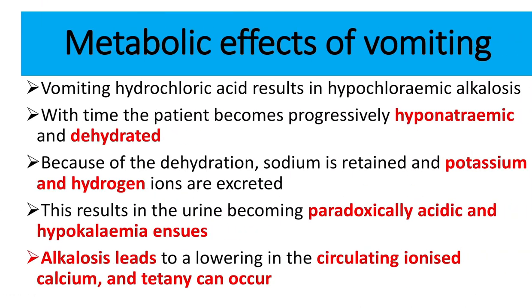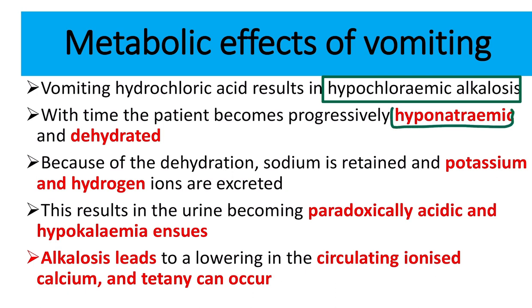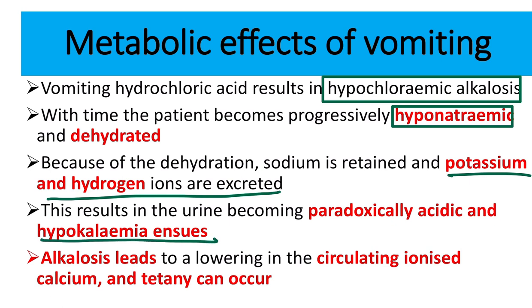Now, the metabolic effect of vomiting: when there is chronic vomiting, what occurs? First of all, there is hypochloremic metabolic alkalosis, as in vomiting there is loss of hydrogen ion. With time, the patient becomes more hyponatremic because the volume is decreasing. For this condition, what does the body do? Because of the dehydration, sodium is retained, and potassium and hydrogen ion are excreted by the renal tubule, because the renal tubule wants to preserve sodium. The result is paradoxically acidic urine and, at the same time, hypokalemia, because there is loss of hydrogen ion and potassium ion in exchange for sodium ion.